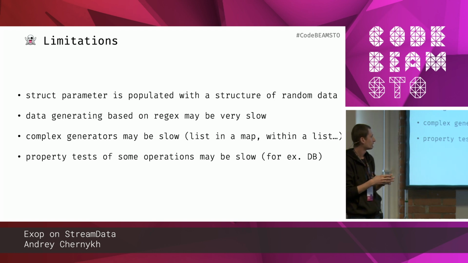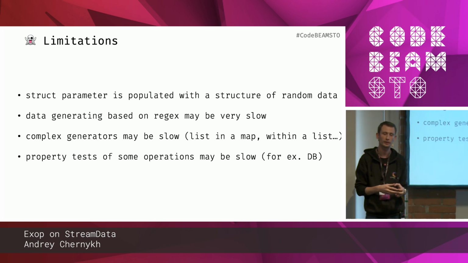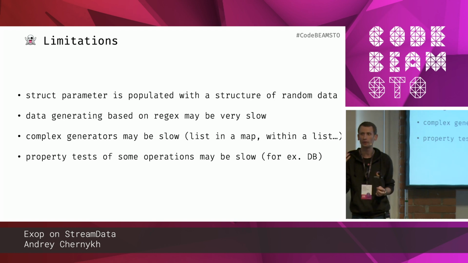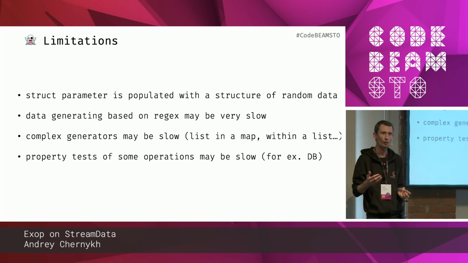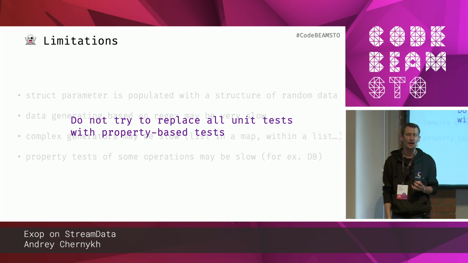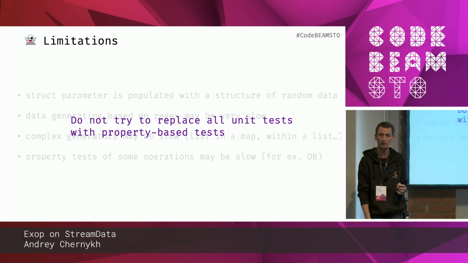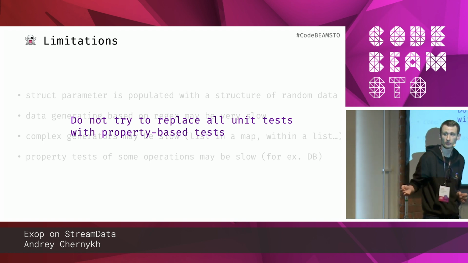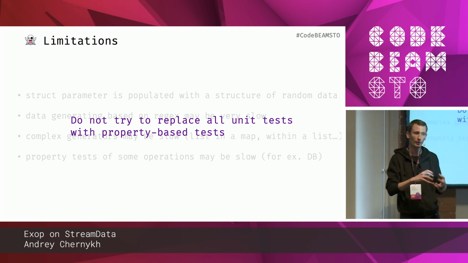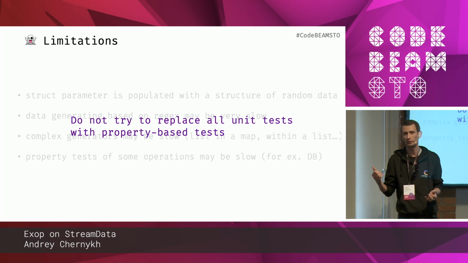And of course, property tests by themselves for some operations may be slow. If your operation deals with databases, for example, a unit test invokes it once. A property test invokes it, by default in StreamData, 100 times. So you will create 100 users. Obviously, it's much slower than one time. So those limitations actually prove what has been said by much cleverer people than me, before me, and will be said after me: do not try to replace all unit tests with property-based tests. But sometimes it really helps, as we saw with the type error with Postgres. I had no idea that I would get this error when I prepared this presentation.